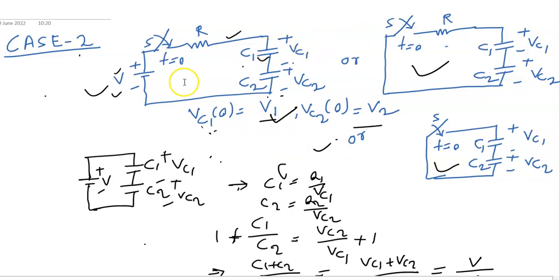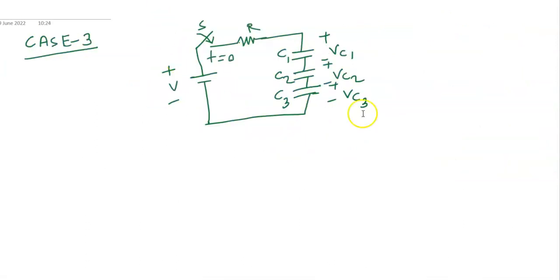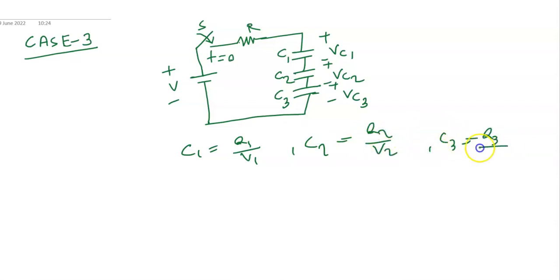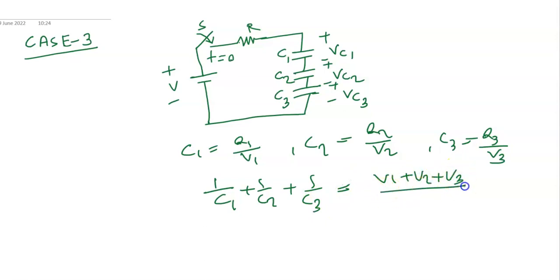Hope you understand. Now come to the next case, when three capacitors are connected. Just extend it. If you know the very basic things, C1 equal to Q1 upon V1, C2 equal to Q2 upon V2, C3 equal to Q3 upon V3, because both are in series, Q1, Q2, Q3 are all equal, right? So 1 upon C1 plus 1 upon C2 plus 1 upon C3 is equal to V1 plus V2 plus V3 upon Q.